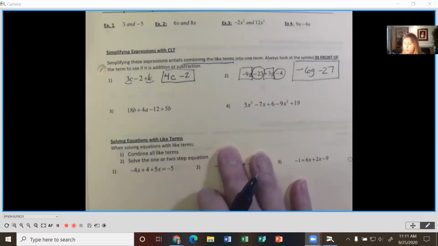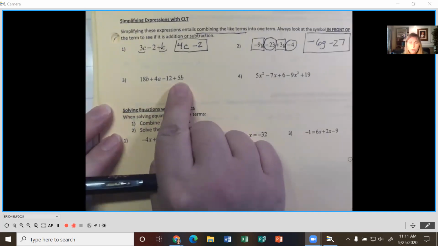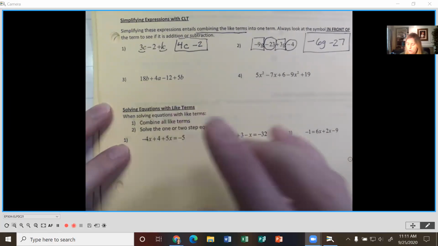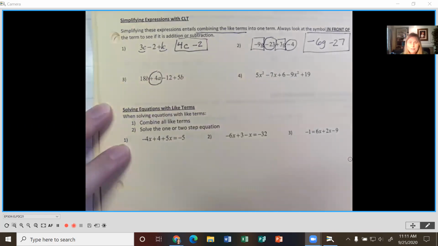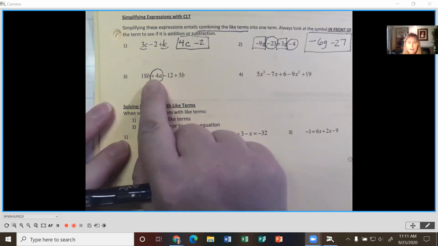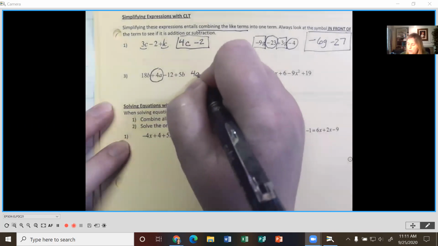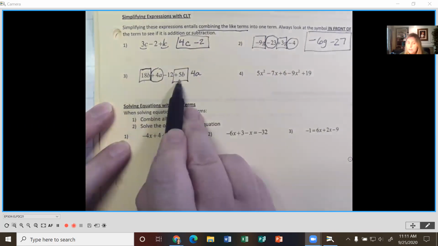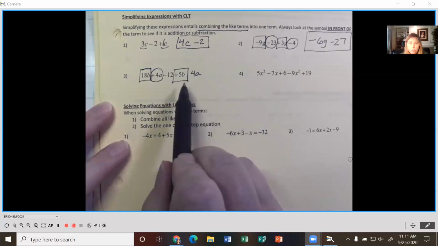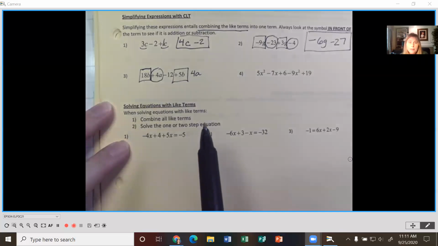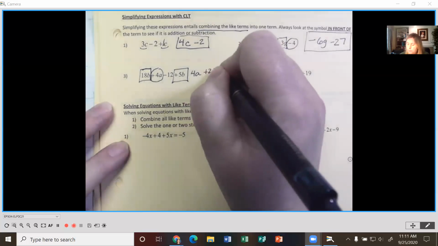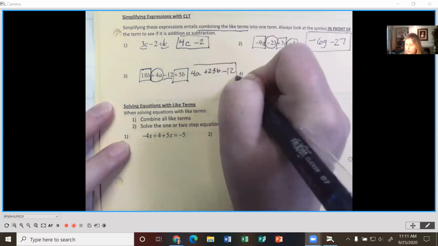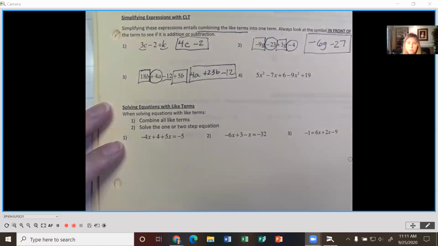Okay, number 3. We have 4 terms: 1, 2, 3, 4. We have a term with an a, we have 2 terms with b, and then we have a constant. So I can only add a's with other a's. That's a positive for a. Remember that that plus also starts as a positive. And then we move on to our b. We have 18b plus 5b, which will give us 23b. They're both positive. Positives plus positives equals even more positives, so plus 23b. And then -12, that's a constant. So the simplified expression is 4a plus 23b minus 12.